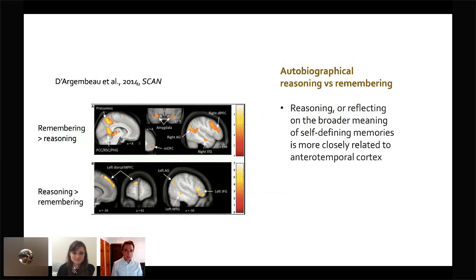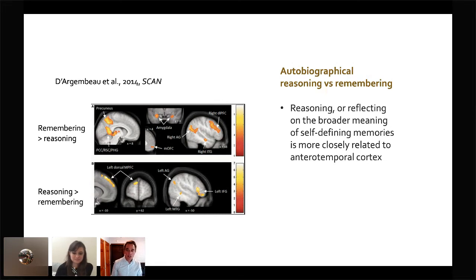An earlier study done by Dr. Arnaud Darchambault gets at this question by scanning individuals while they retrieve self-defining memories in one of two ways. They were either asked to focus on engaging in what they called autobiographical reasoning, which involved reflecting on the broader importance of that memory to their sense of self and how it fit into the life story that was unfolding at that period of time in life. And on other trials, they retrieved the self-defining memories by focusing on the specific episodic details, or a more traditional episodic remembering type of orienting task.